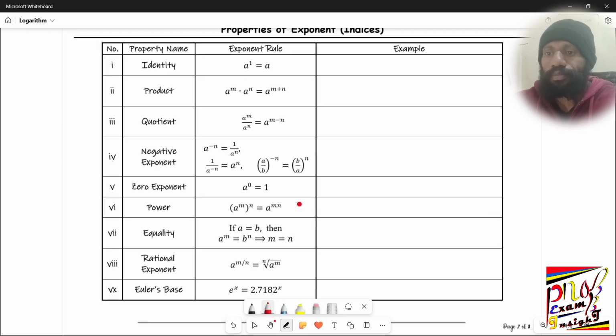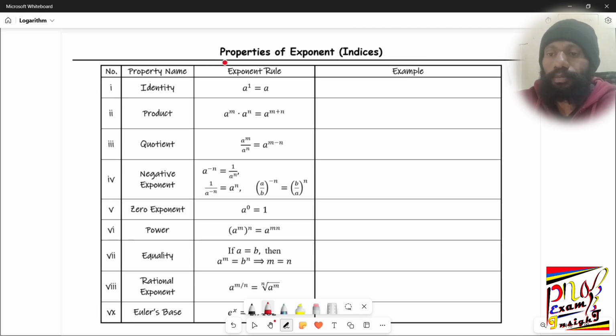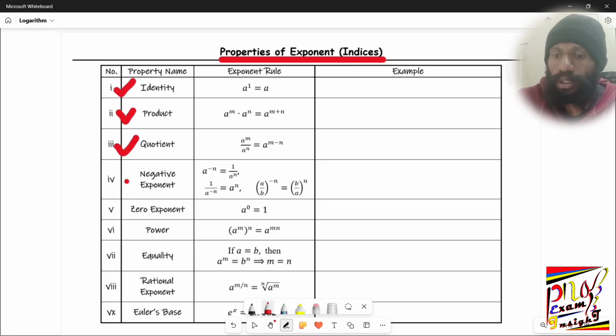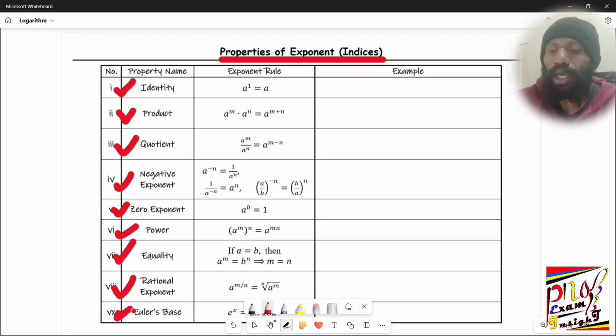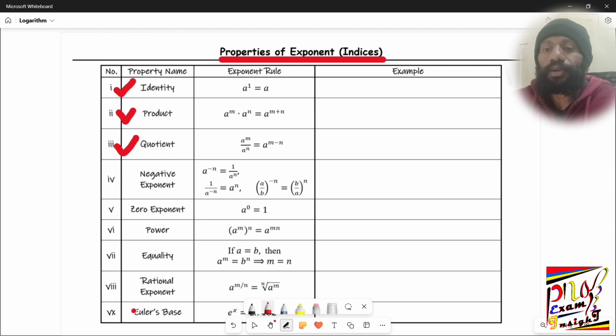Okay, good. So we have these 9 rules of exponent, properties of exponent or indices. Alright, we'll be looking at this one. So we have identity rule, we have product, we have quotient, division, we have negative exponent, we have zero exponent, power rule, power of powers, we have equality rule, we have rational exponent, and we have Euler's base. Alright, so those are the 9 rules we'll be looking at basically.